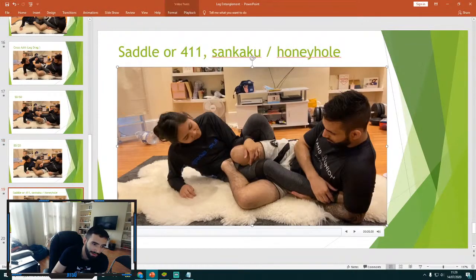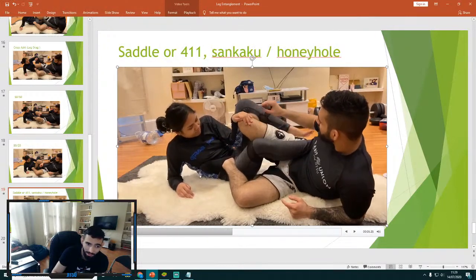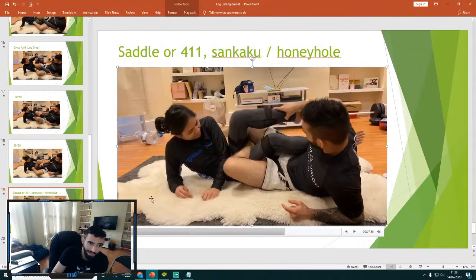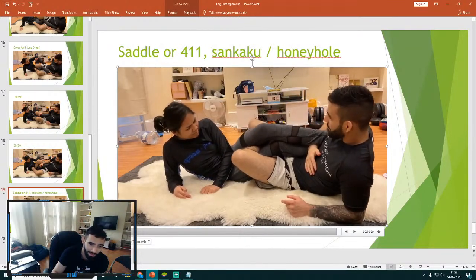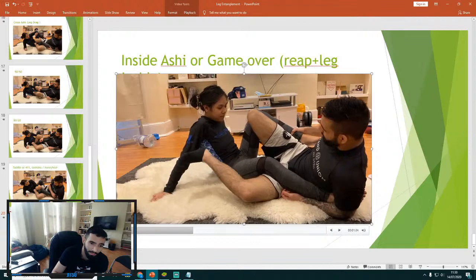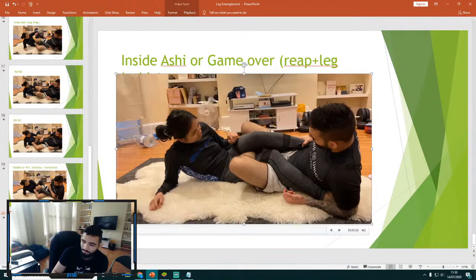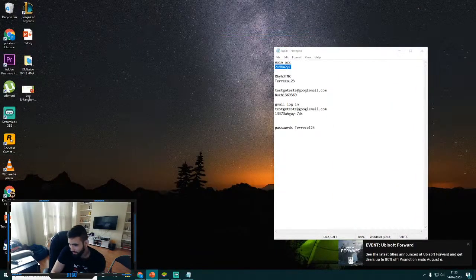And saddle, which again, there are so many transitions to this, but there's a saddle, sankaku, honey hole, whatever you want to call it, and inside ashi or game over, which is this. Boom, perfect. Okay, so let's take their names out and see if people can spot the positions.